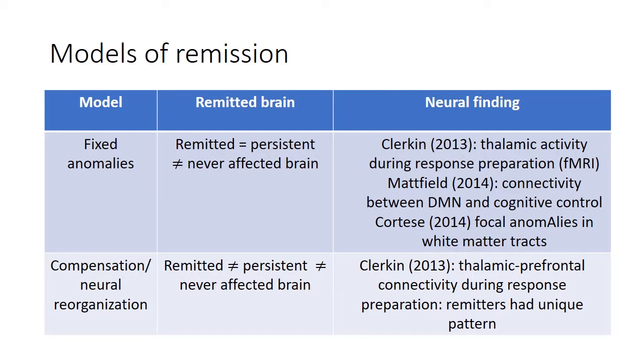Is there any evidence for fixed anomalies found in both the persisted and remitted groups? Well, indeed there is. Perhaps most pertinently, Clerkin from Halpern and Newcomb's group found atypical hypoactivation in thalamic striatal regions during response preparation in both remitters and persisters. And interestingly, Cortese from the NYU group found some focal changes in white matter microstructure that were shared by persisters and remitters. Currently, there's probably the least support for the compensation model, but again, we're still at a very early stage.